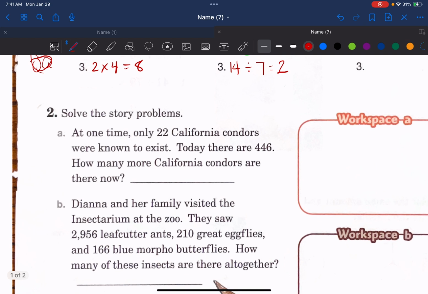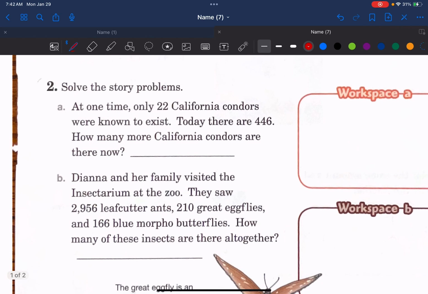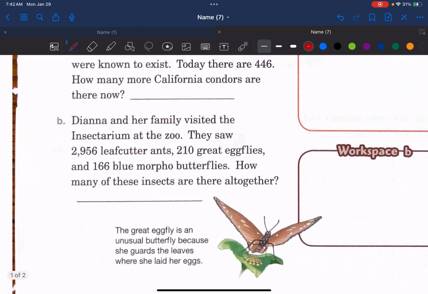The story problem says, at one time, only 22 California condors were known to exist. Today, there are 446. How many more California condors are there now? So that's a type of bird. It's a vulture. Then Diana and her family visited the insectarium at the zoo. They saw 2,956 leaf-cutter ants, 210 great egg flies, and 166 blue morpho butterflies. How many of these insects are there all together?